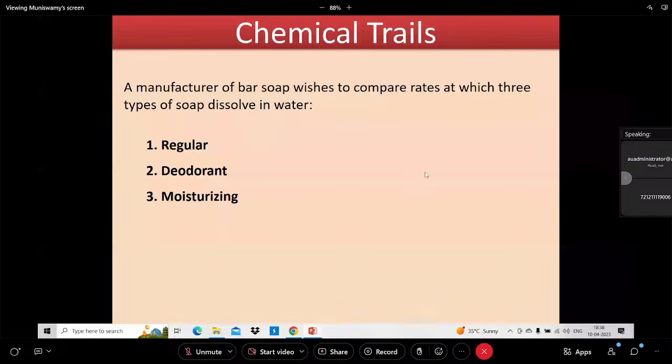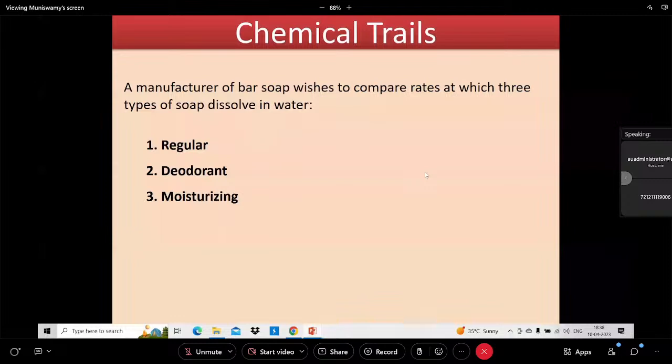Okay. So the soaps are 3 different types of soaps they have taken: regular, deodorant, and moisturizer. Right? So what are they doing? One tube was carved out of each bar of soap and weighed. Each bar, just take 50 grams, 50 grams, 50 grams.